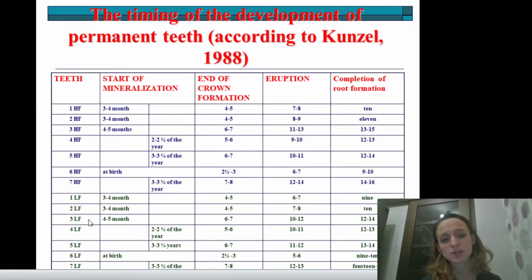Then the terms of the development of permanent teeth, also you should know this table. You should write this table in your synopsis. I will check it.